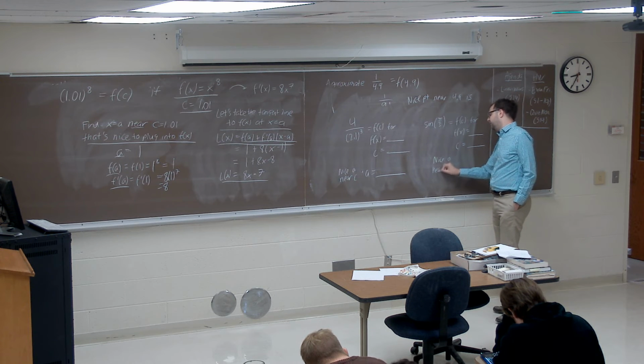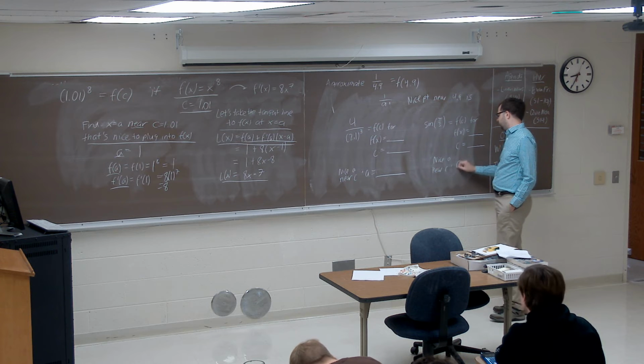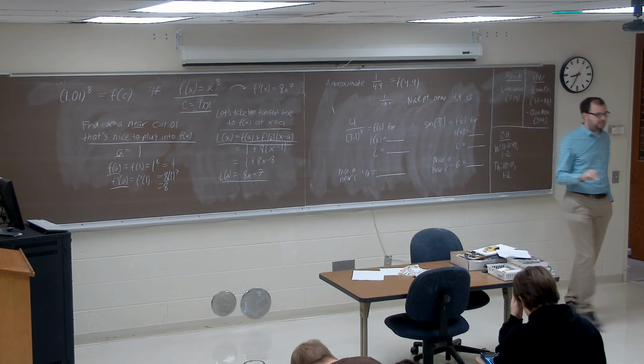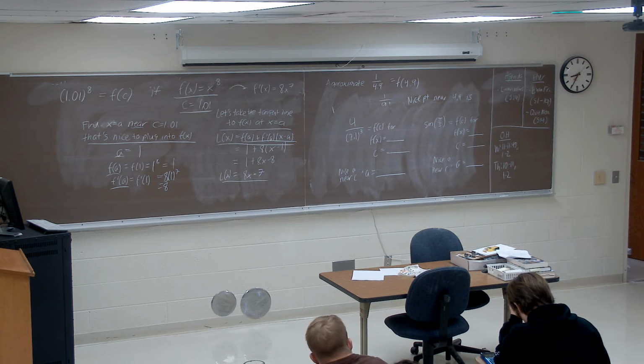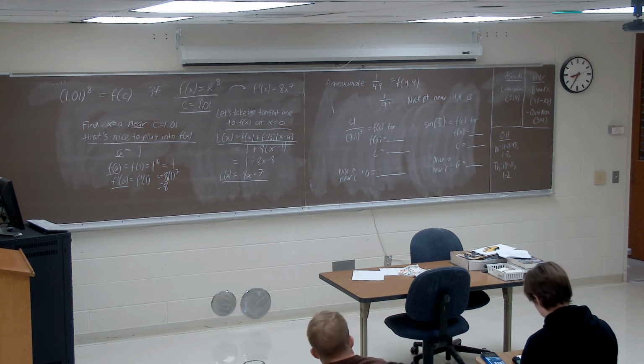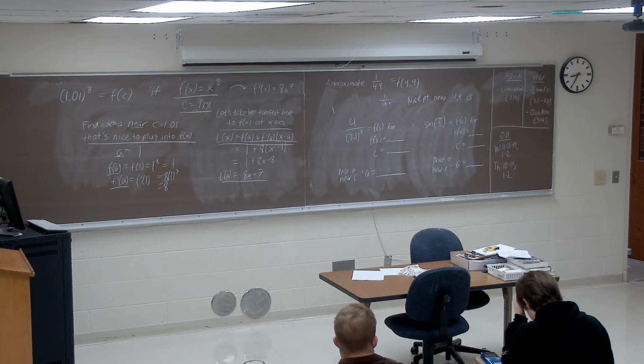Here's kind of the first few steps you might want to think about going through. What's your function? What's your C, that's your not nice value? What's a nicer value of A that's near that? The second one, by the way, I gave you a copy of the unit circle to help you out.